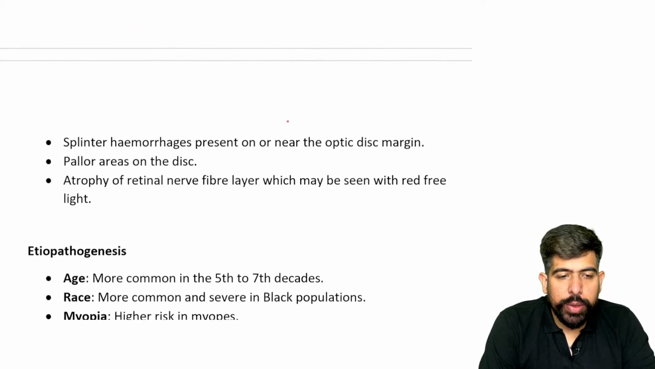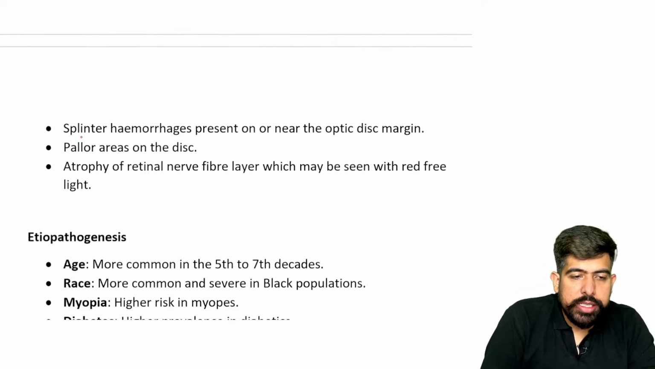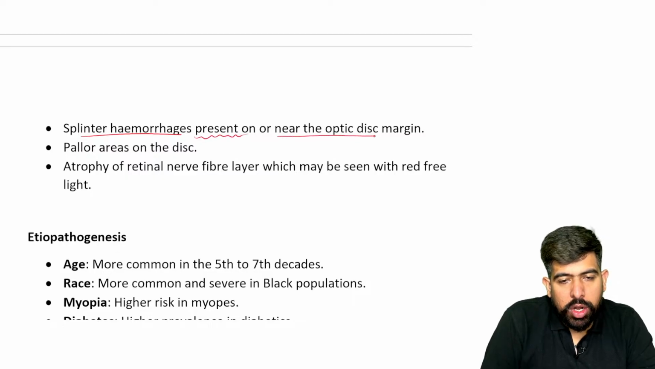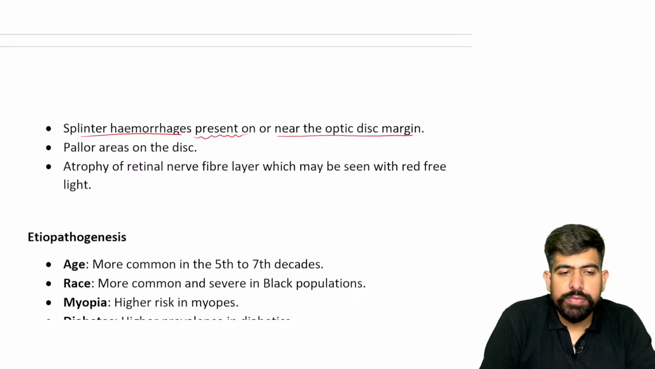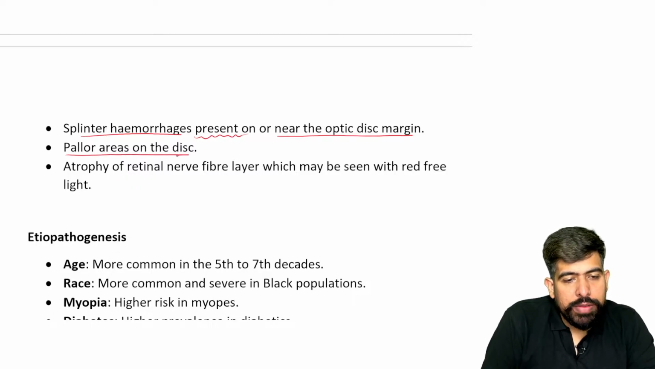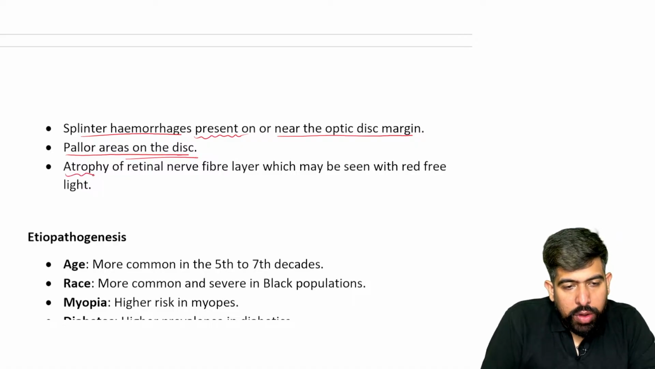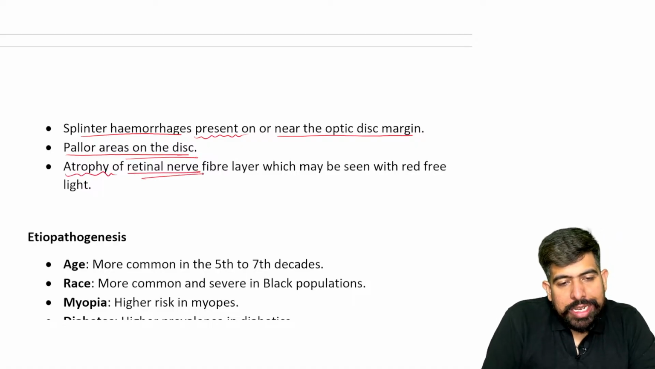And now you can see over here also, splinter hemorrhages may be present near the optic disc margin. Some particular hemorrhages will be seen, and pallor of the disc area, right? And atrophy of the retinal nerve fiber layer may be seen with red free light, right?